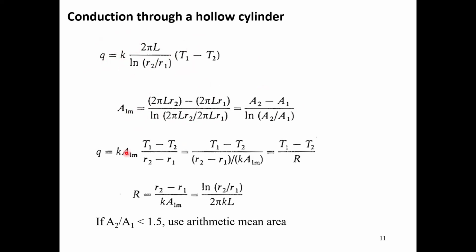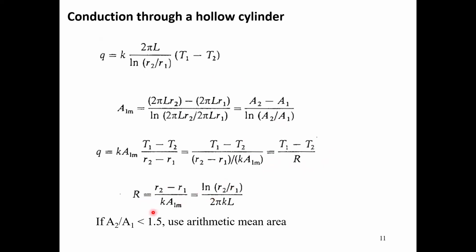All right, and you will end up with this form over here. So you will end up with this form where you can call R2 minus R1 by K ALM as the resistance. Okay, so that's similar to what you saw before. In the flat wall case, it was delta X by KA. Here you have delta R by K ALM. All right, log mean area is this area. So you're utilizing a log mean area because area changes from 1 to 2. So you take a mean and you use that area. Okay, so with that, you get a Q which is similar to the previous form, T1 minus T2 by R, where resistance is this actually.